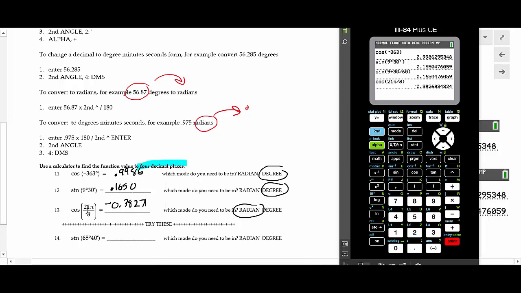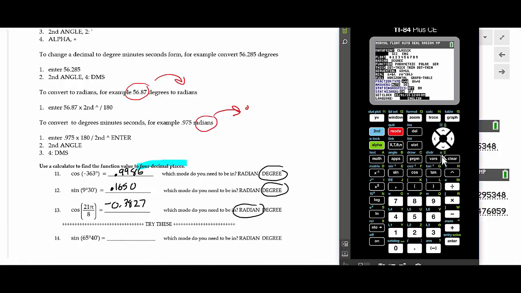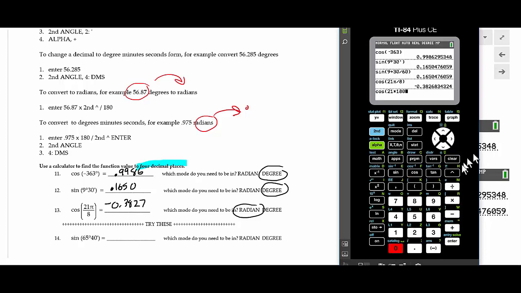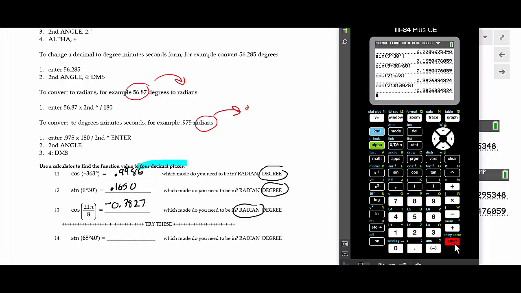Another approach would be to do this. Let me show this. If you were in degree mode, I prefer that you just kind of be in the right mode when you do that. But if you're in degree mode, you could also do this like this. You could go cosine 21 times 180 over 8. Now see what that's doing is it's going ahead and it's converting that to degrees, and since I'm in degree mode, it'll give the same answer. Okay, so there's several different ways that you can do this.